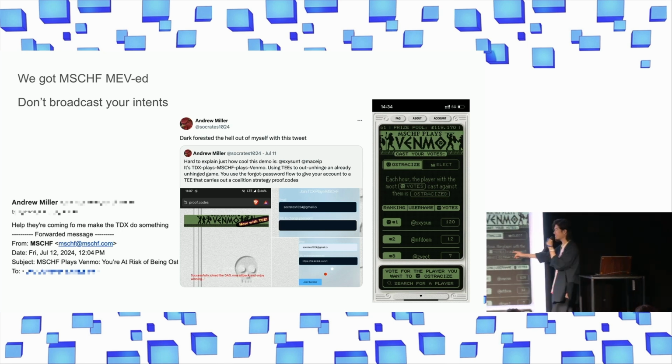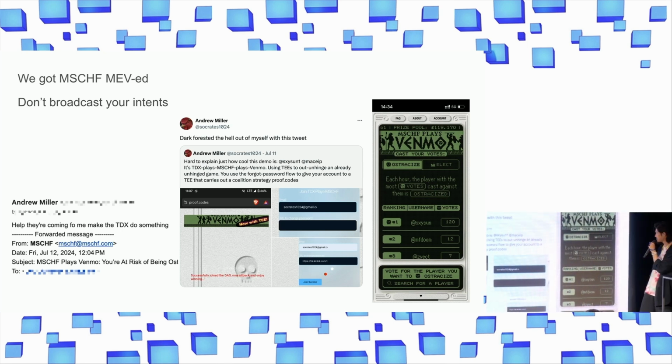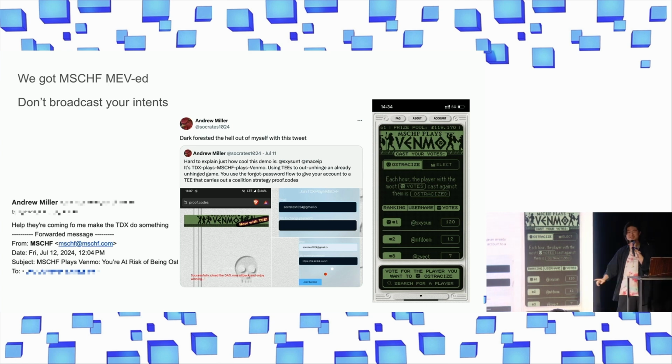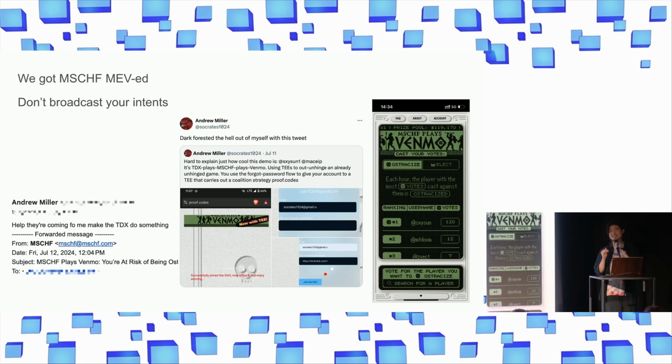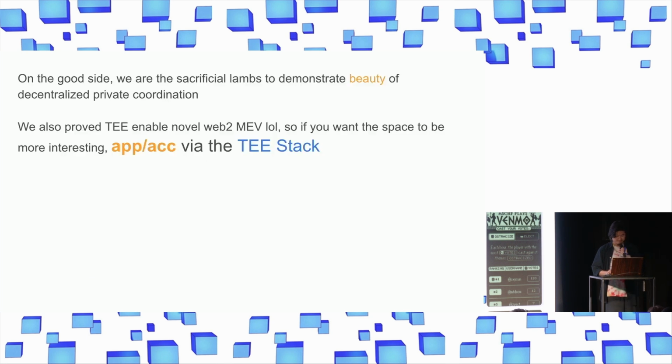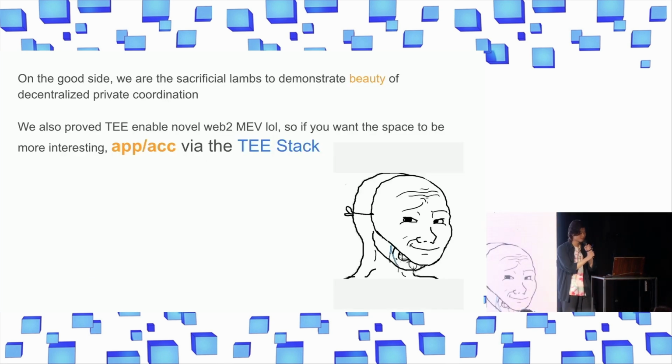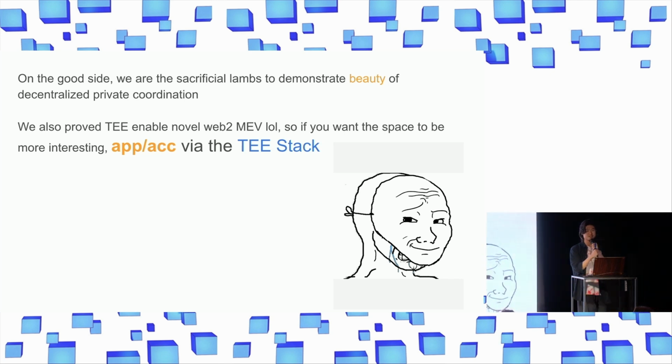And then what happened? This is the hour after Andrew got voted out. You can see here I received 120 votes to get eliminated from the game. So over there, what we can learn is that information does carry value, and broadcasting your intent into the public mempool really gets you screwed over. But on the good side, we're the sacrificial lambs to demonstrate the beauty of decentralized private coordination, right?